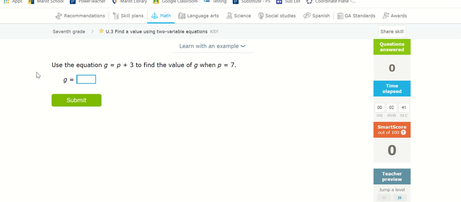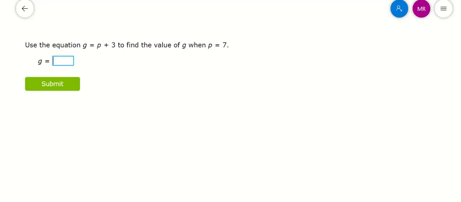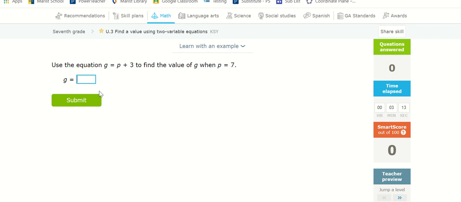In other words, if we have one coordinate of an ordered pair, we can sub it into the equation and find the second coordinate of the ordered pair. So you'll see this now. Use the equation g equals p plus 3 to find the value of g when p equals 7. It's as simple as you think it is. We don't know what g is, so g equals, we know what p is, 7 plus 3, so g equals 10. Okay, so g equals 10, there you go, submit.